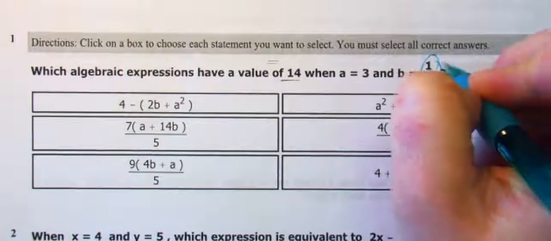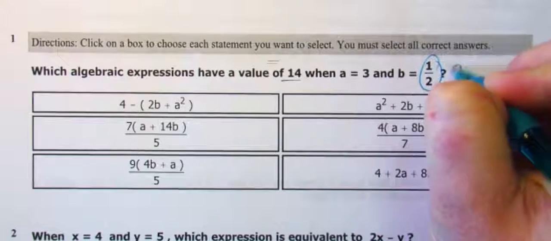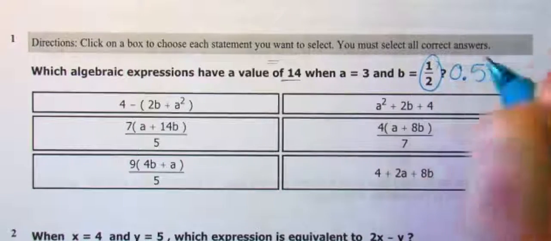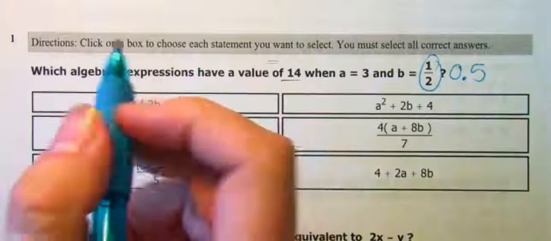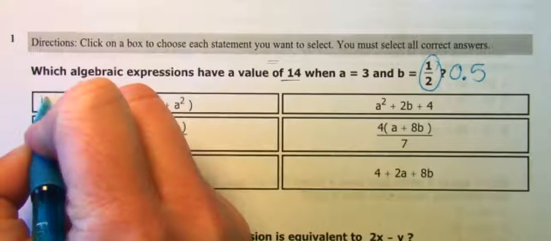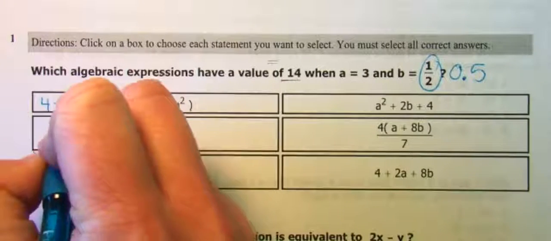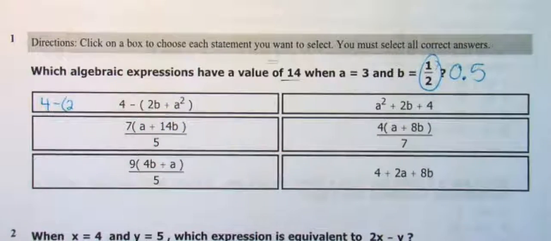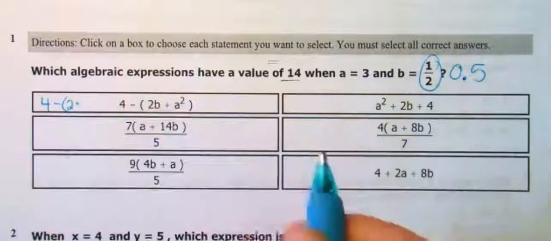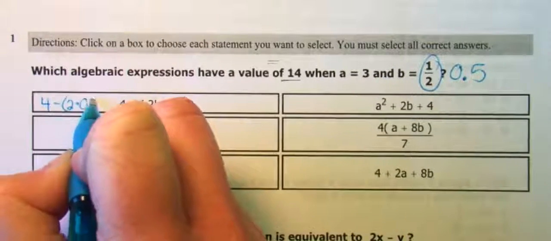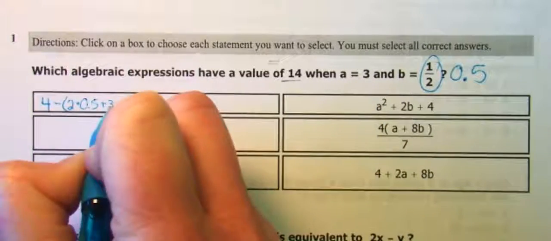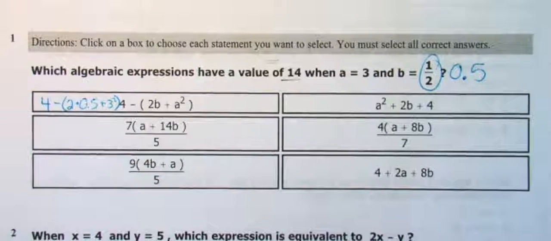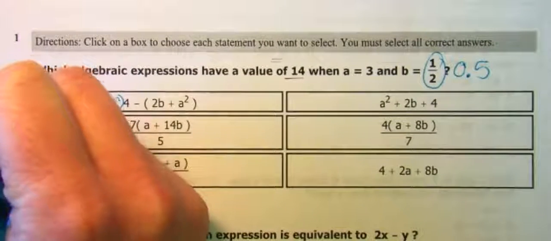And in my calculator, I would do 1 divided by 2, and that's going to give me a decimal of 0.5. So then I'm just going to do my substitution. I'm going to go through each one, and I'm going to substitute 4 minus 2. Think about what it means when they're touching. It means times. So I have 2 times 0.5 plus, in place of a, I'm going to put a 3 squared.